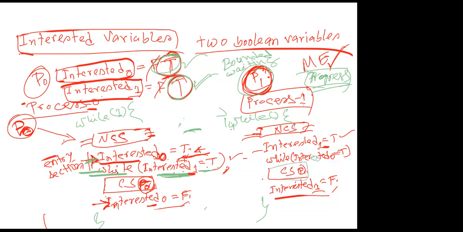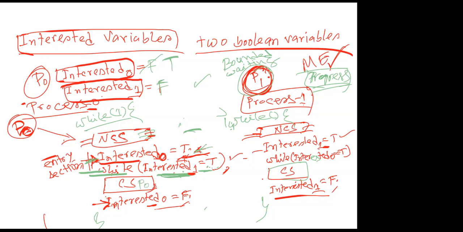Now let's check this. Process P0 is scheduled by the CPU. So it will execute this while loop and the non-critical section. At the beginning, both are false, not interested in entering the critical section. So in this section, what will it do? It will make interested[0] true, and then the while condition is false, so process P0 happily enters the critical section.